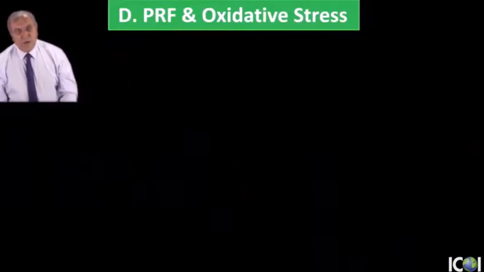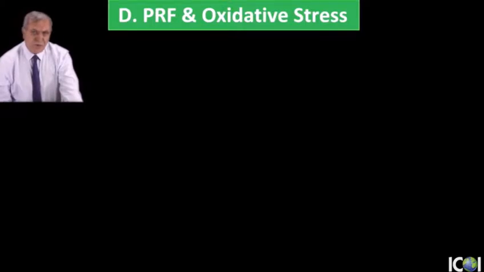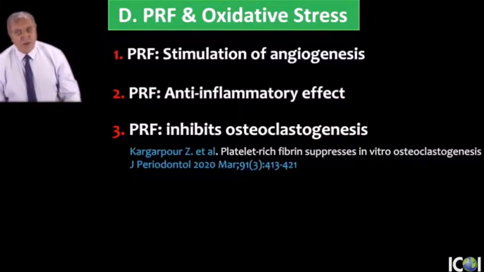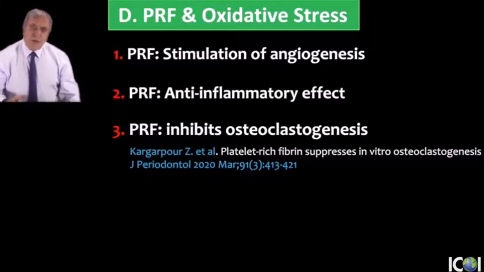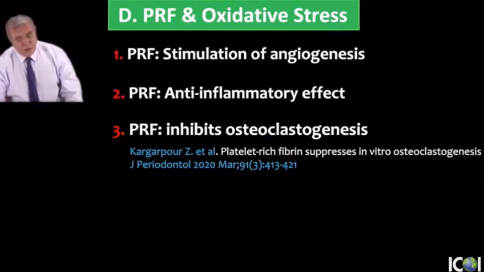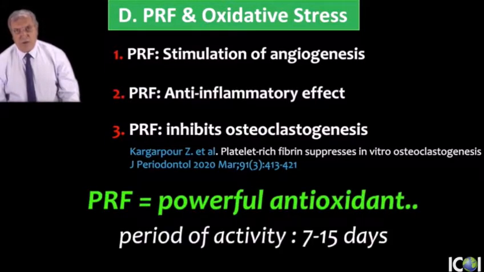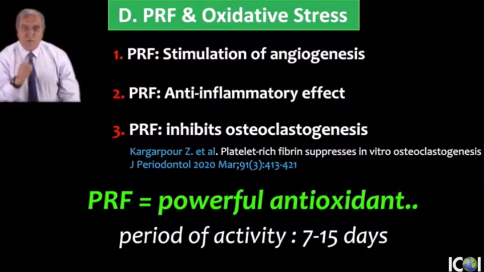I cannot finish my lecture without talking about PRF. Of course, I must talk about PRF and oxidation. What is the function of PRF? PRF stimulates angiogenesis. PRF has a good anti-inflammatory effect. And recently, this year, we got interesting information that PRF inhibits osteoclastogenesis. Then we can conclude that PRF is a very nice antioxidant. And this is why PRF is good for healing.